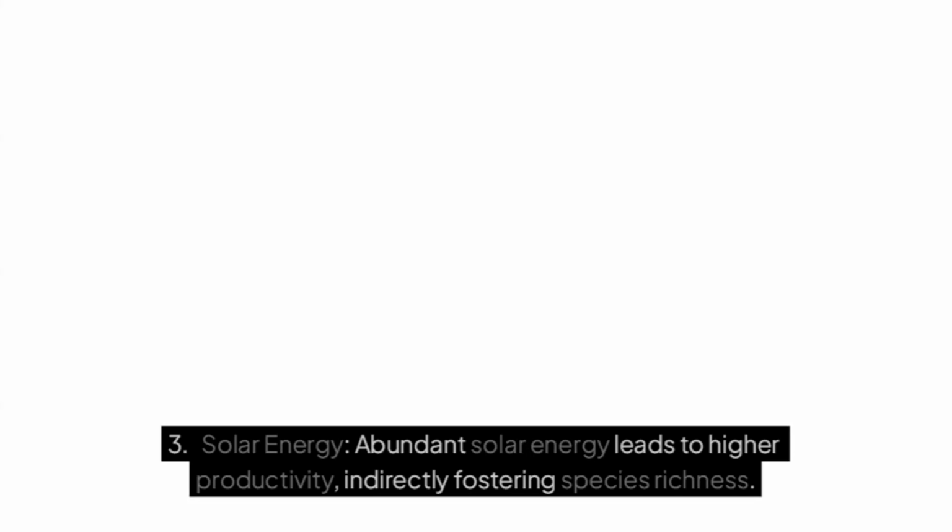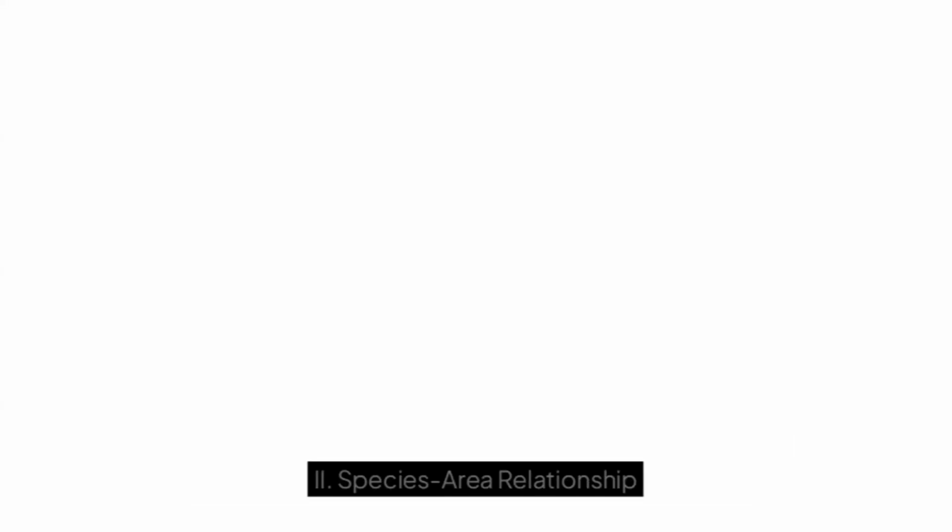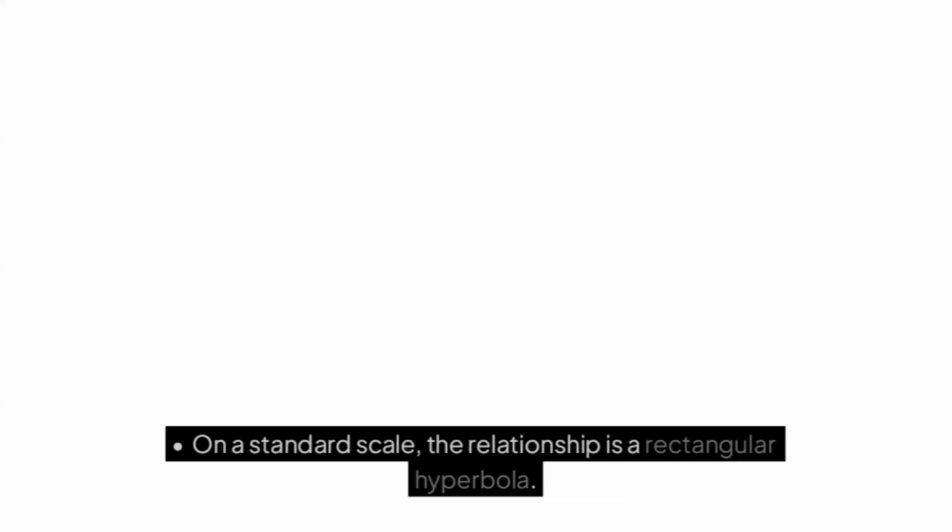2. Species-area relationship. German naturalist Alexander von Humboldt observed that within a region, species richness increases with increasing explored area, but only up to a limit. On a standard scale, the relationship is a rectangular hyperbola. On a logarithmic scale, the relationship becomes a straight line, given by the linear equation.